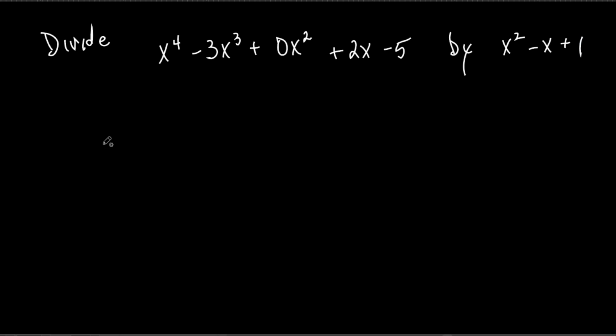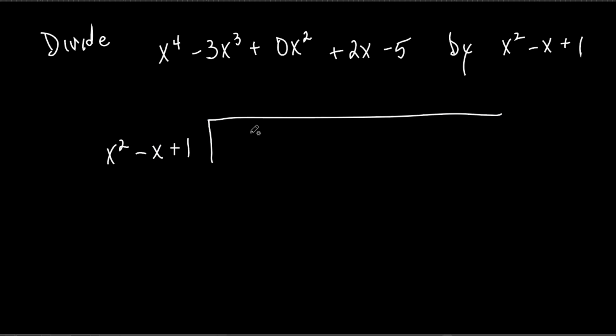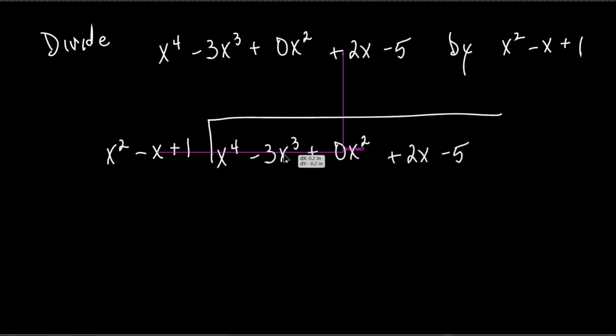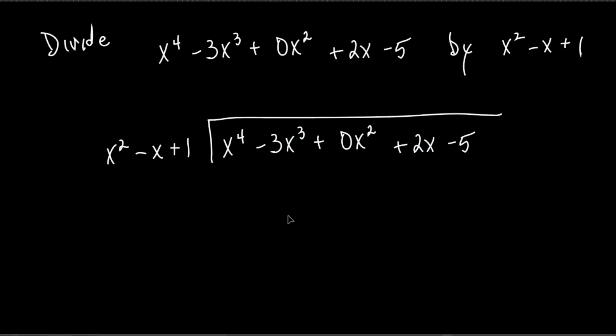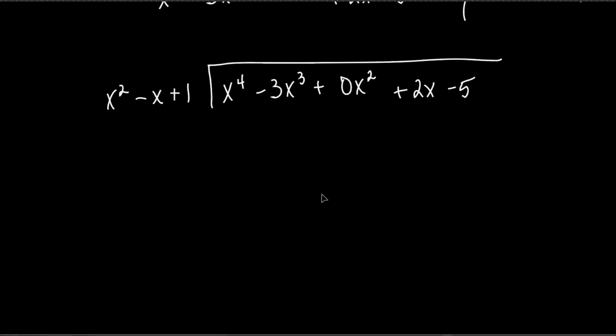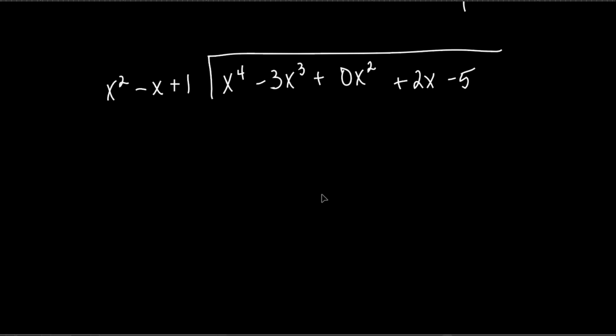All right, let's do this. So what's on the outside? X squared minus x plus 1. And then let's do our little division box thing. And let's put all this junk in here. I should just copy and paste it, just for time's sake. Look at that. Can't do that on your paper, can you? No. All right, so there we go.